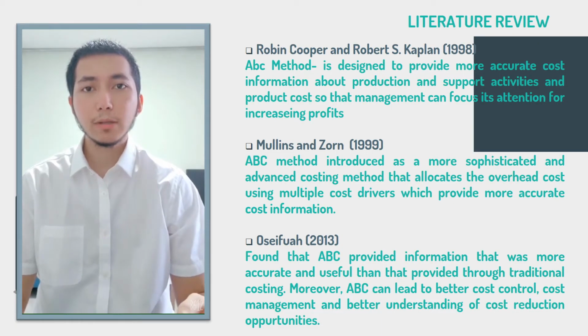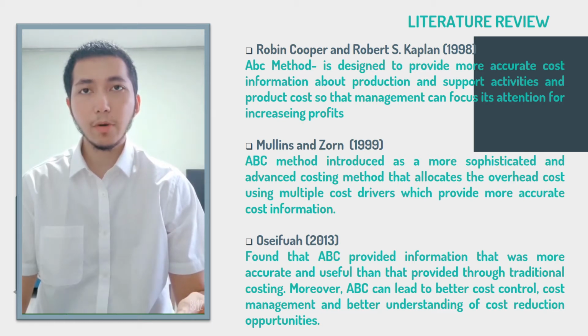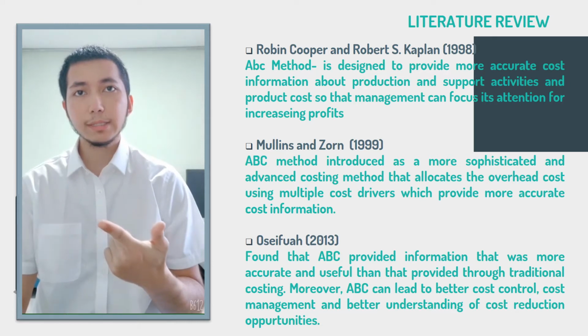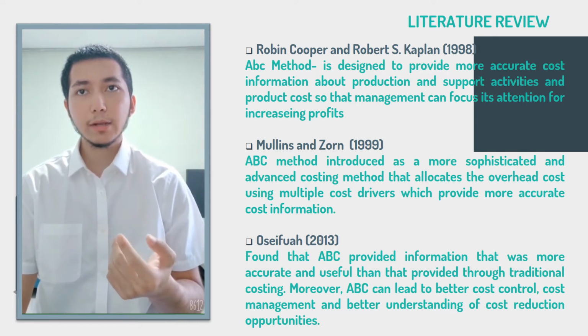Literature review. Based on Robin Cooper and Robert S. Kaplan 1992, activity-based costing is not designed to trigger automatic decisions. It is designed to provide more accurate information about production and support activity and product costs so that management can focus its attention on the products and processes with the most leverage for increasing profit. It also helps managers make better decisions about product design, pricing, marketing, and mix, and encourages continual operating improvement.